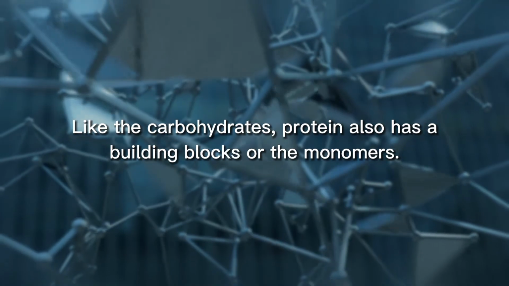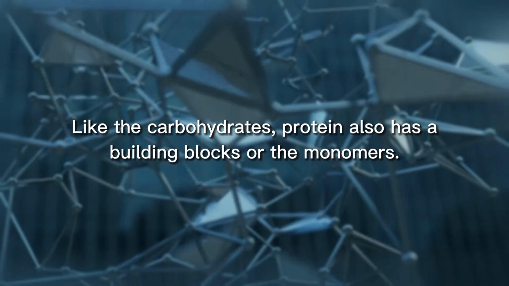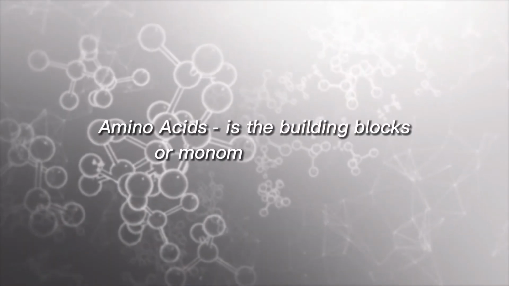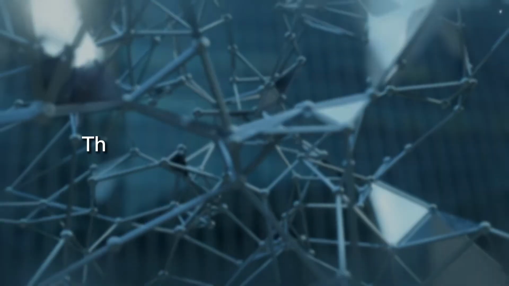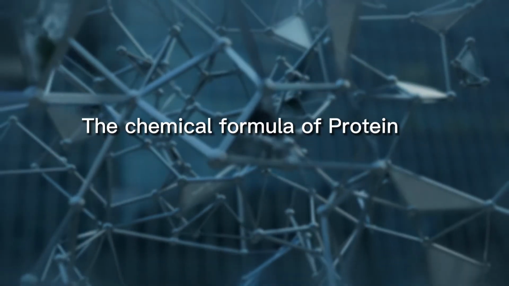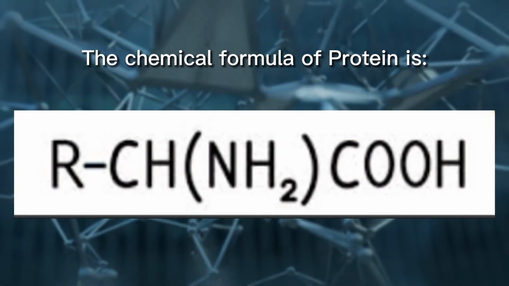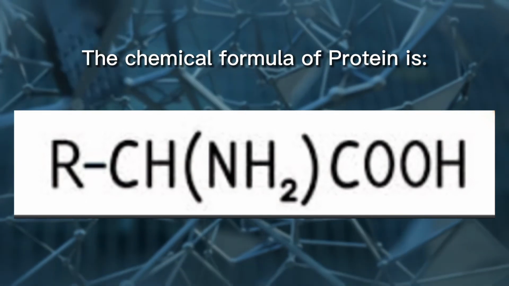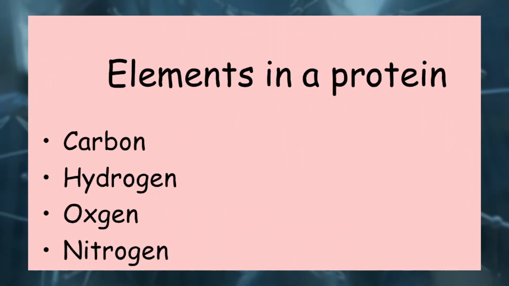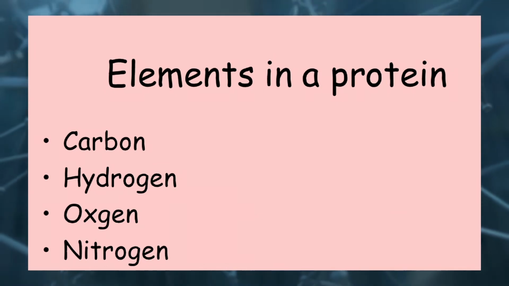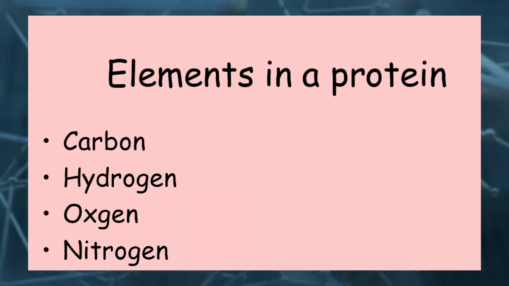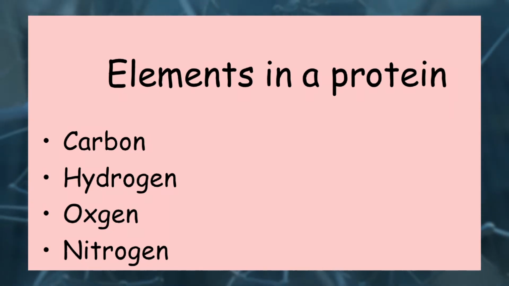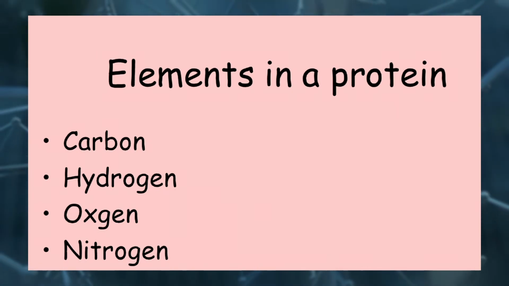If in carbohydrates we have the monosaccharide, in protein we have the amino acids. Amino acids are the building blocks or monomers of protein. The chemical formula of protein is RCH(NH2)COOH. R is a side chain, usually an amino acid. The elements contained in protein are CHON. If the carbohydrates is CHO, in protein we have CHON: carbon, hydrogen, oxygen, and nitrogen.